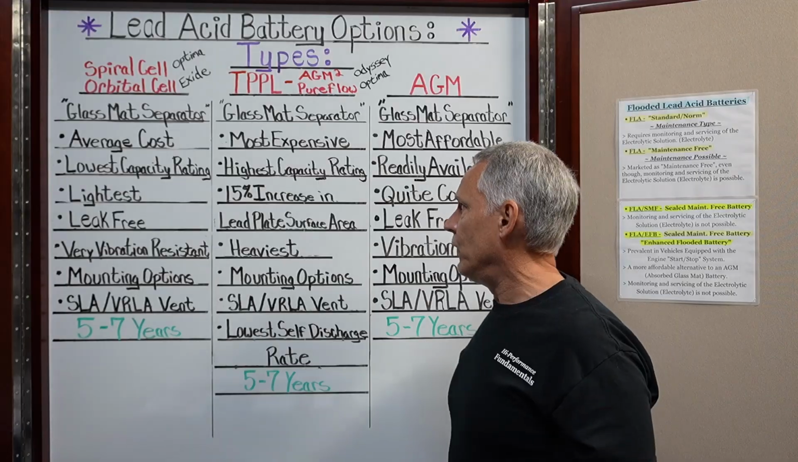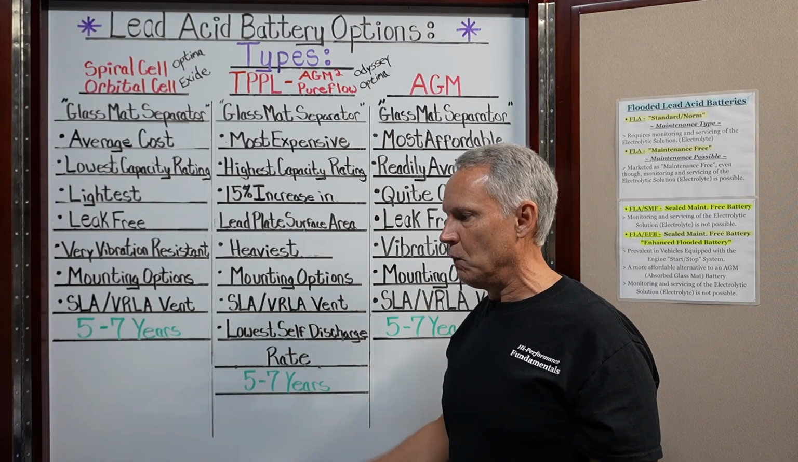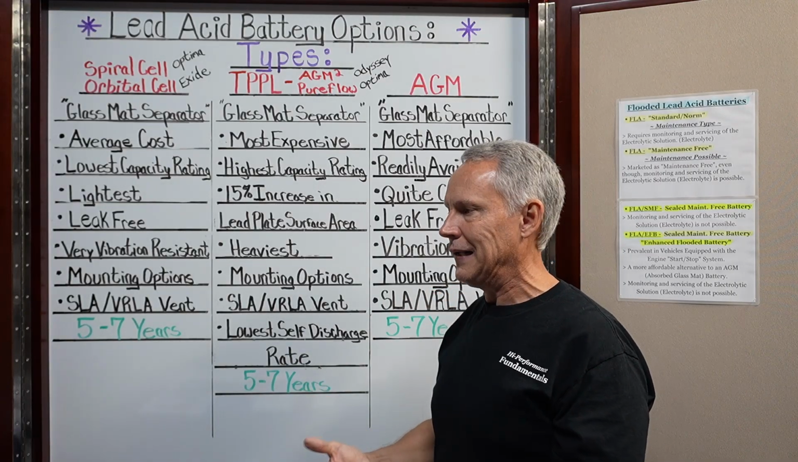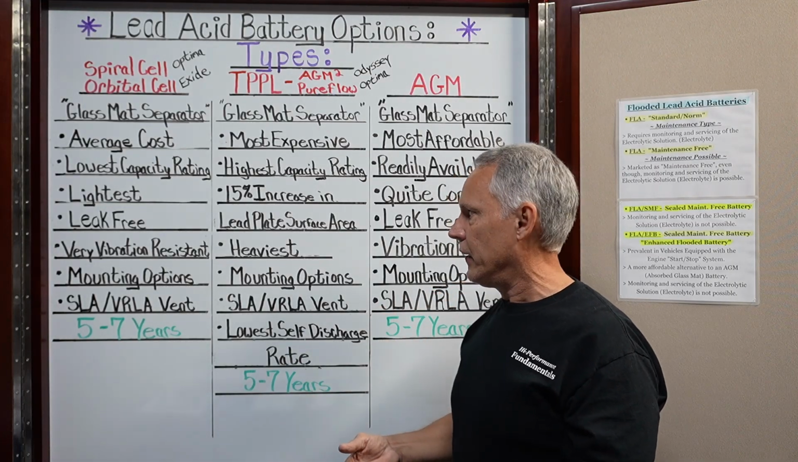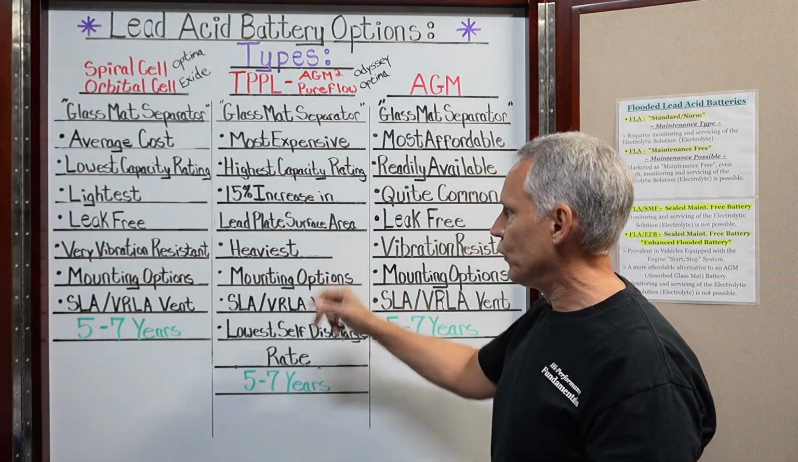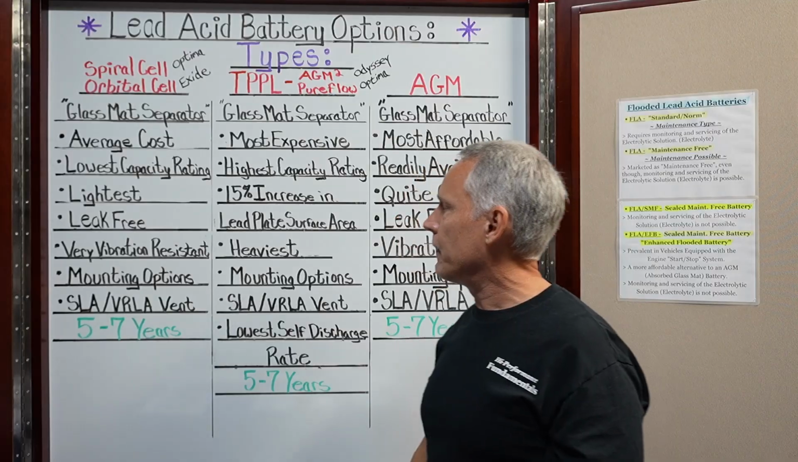As far as if you want a battery that fits the same footprint, you want more capacity, more stored energy, increased reserve capacity, increased amp hour rating, increased cranking amp rating, right? But the same footprint, then this is a really good option for you. Now, let's move on to the spiral cell, orbital cell battery, right?